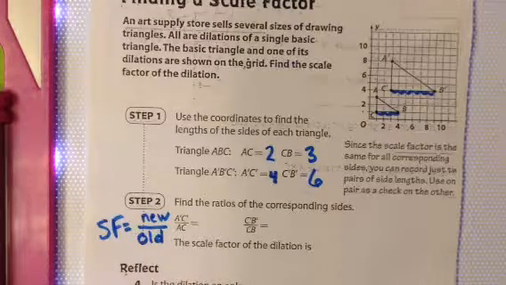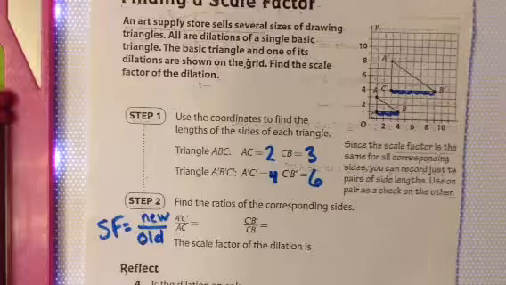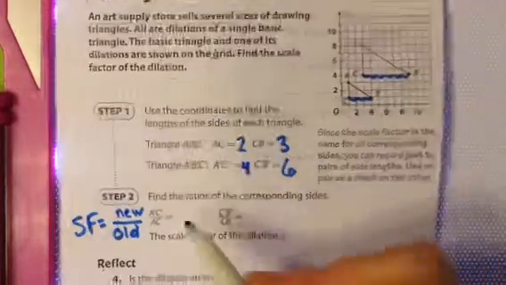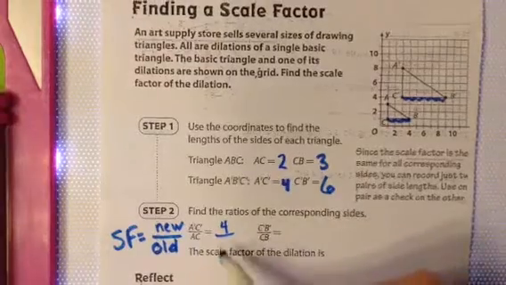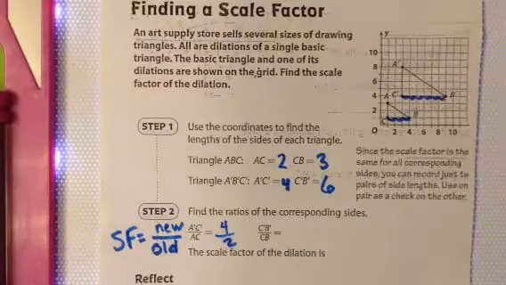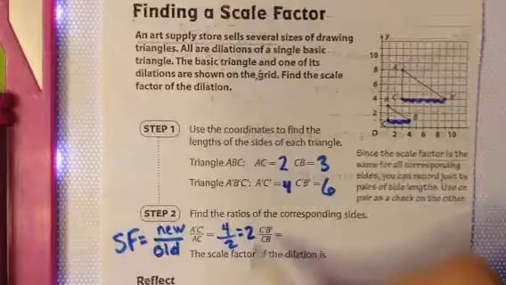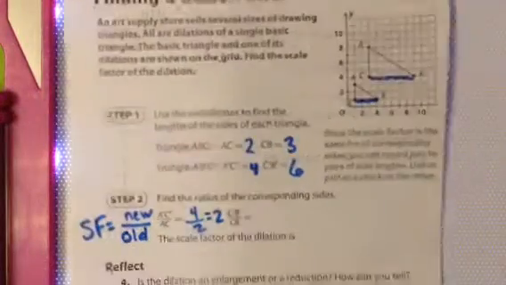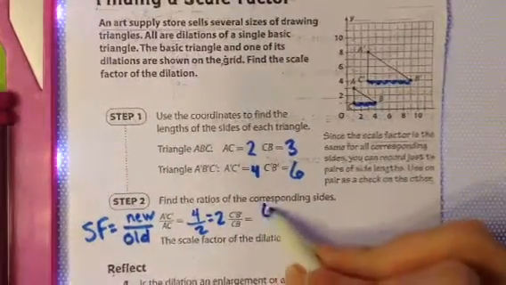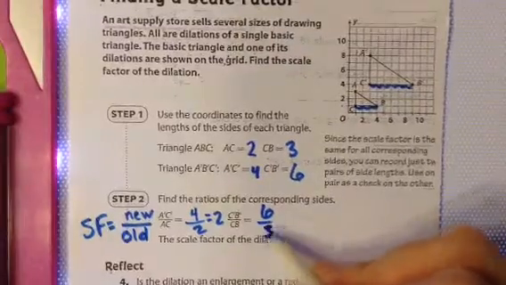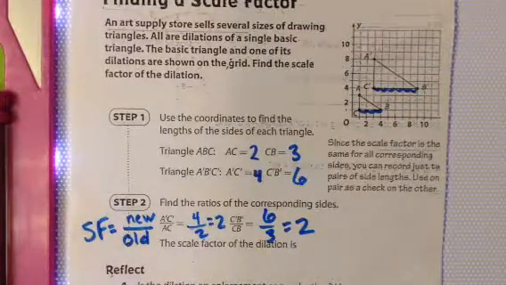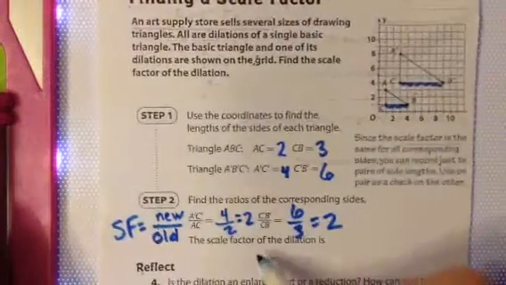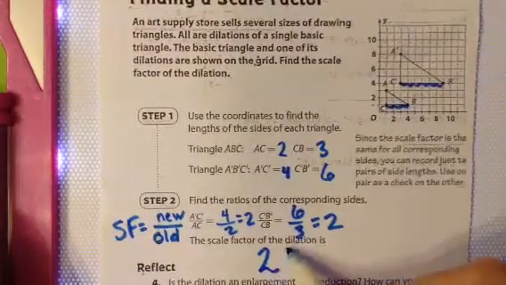So the new AC that we got was 4, but the old AC was 2. And I can tell that this is going to reduce to a 2. The new CB length that we got was a 6, but the old CB was a 3, which will also reduce to a 2. So the scale factor of the dilation is 2.